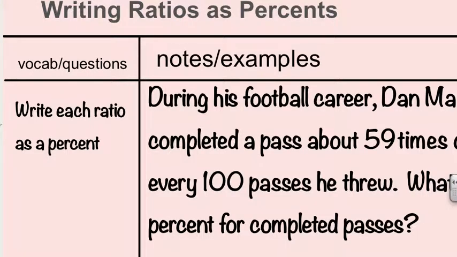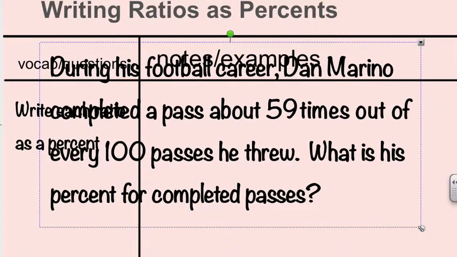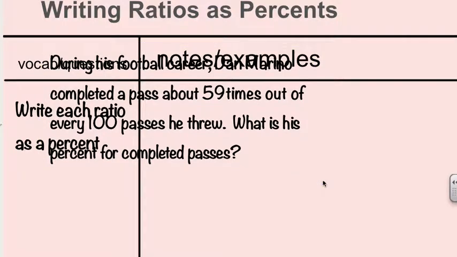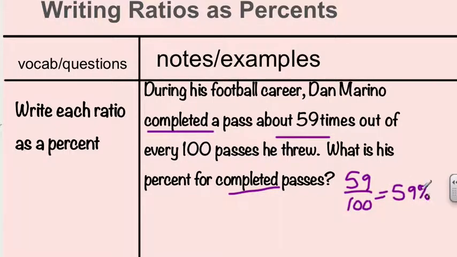All right, let's look at this next one. Here we go. We have Dan Marino. Many of you football fans know the name, and some of you who may not even be football fans know the name. But Dan Marino, in his football career, completed a pass about 59 times out of every 100. This is an estimate. Some games are better, some games are worse. But this is what he completed. What is his percent for completed passes? Well, I know I completed about 59 times. So what is my percent? 59 over 100. 59% of the time, I completed a pass. It's that simple. There's not much more to that.